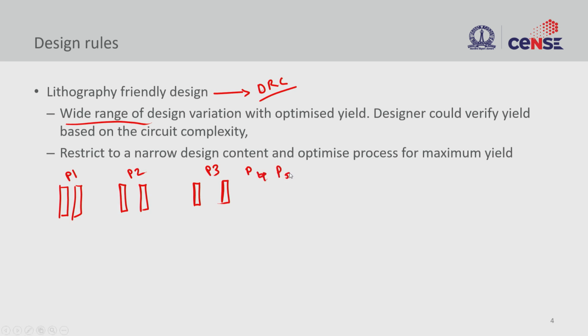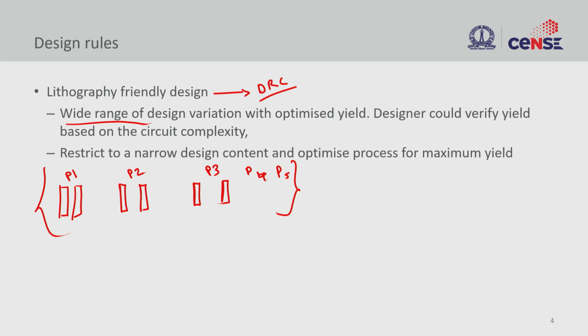So now my process allows all of these to be fabricated with one single lithography process, right. This gives you a wide range of designs that you can use for your complex circuit. So you are very happy as a designer because you are not restricted to one gap or one line width. You have multiple line widths and gaps that you can use. So as a designer you are happy.